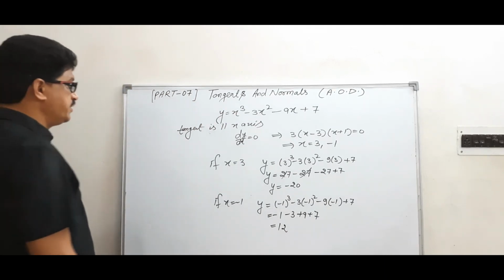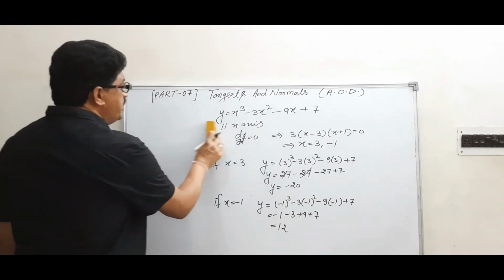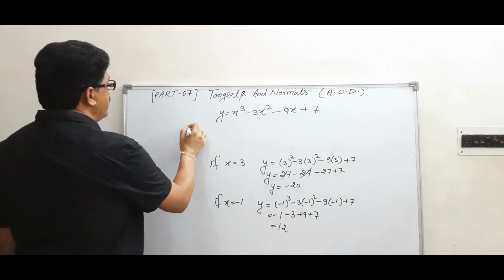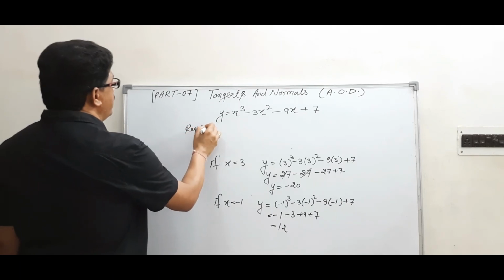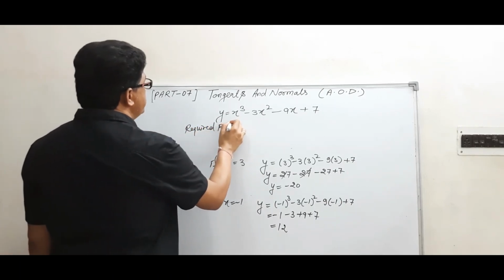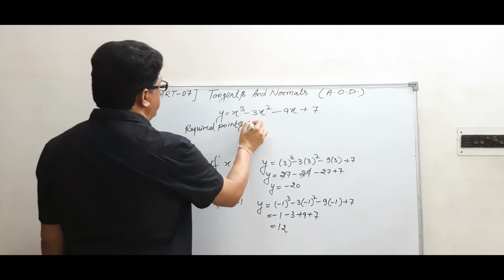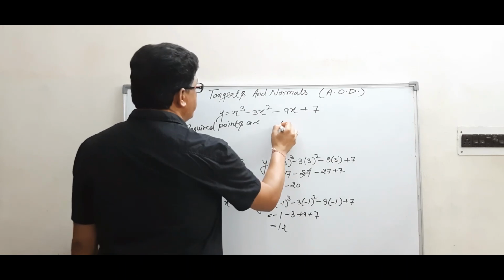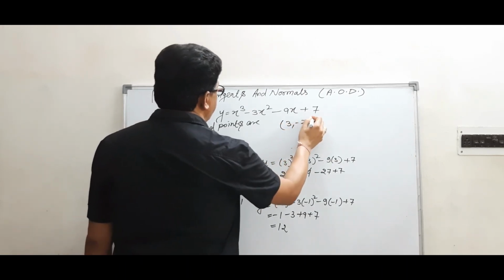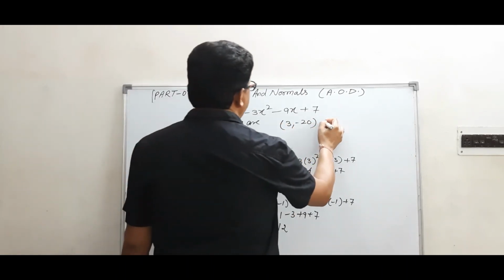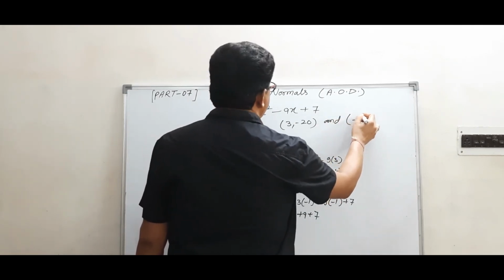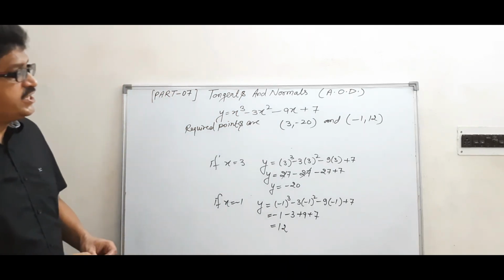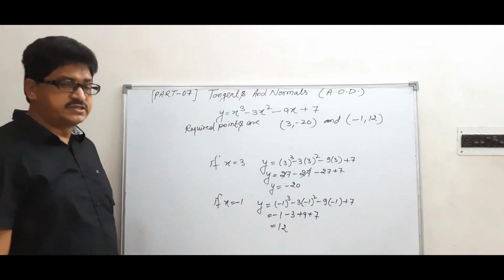So it means there are 2 points. The required points are 3 and minus 20, and minus 1 and 12. At these points, tangents are parallel to the x-axis.